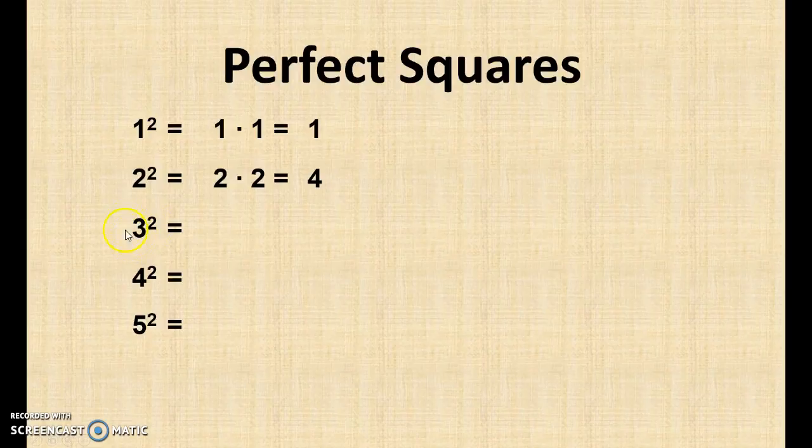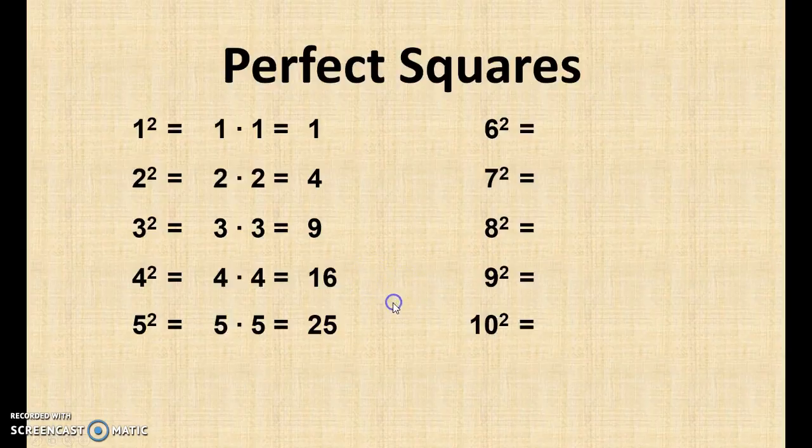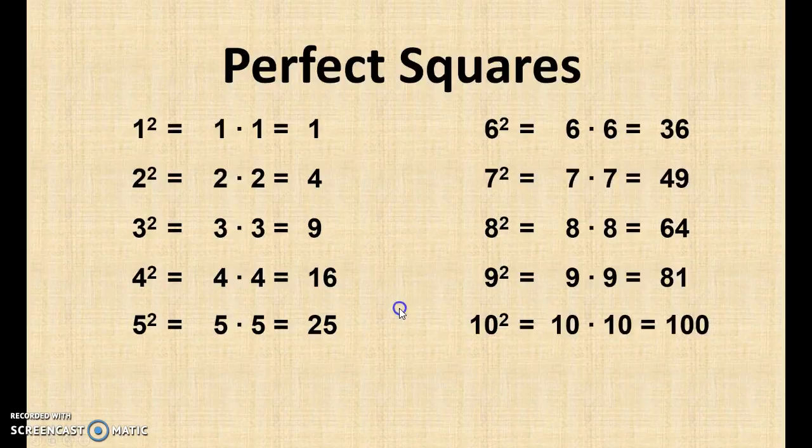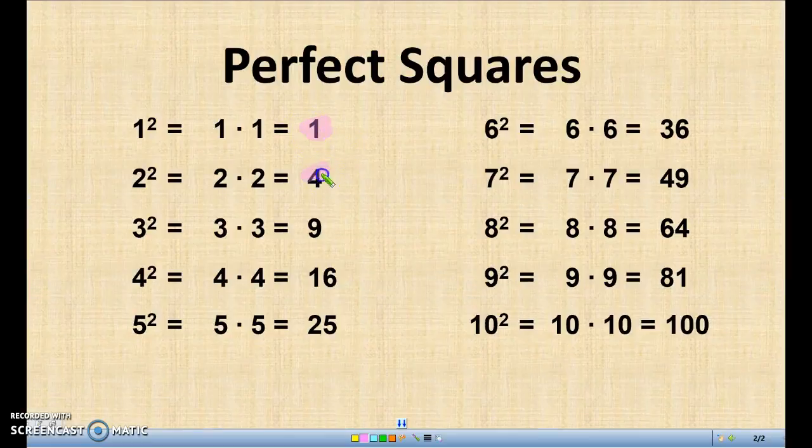3 times 3, this says take 3 and multiply it by itself twice. 3 times 3 is 9. 4 times 4 is 16. 5 times 5 is 25, and so on. 10 times 10 is 100. All of these numbers are called perfect squares. And I'll show you on the next slide the reason I think it was given the name squares.